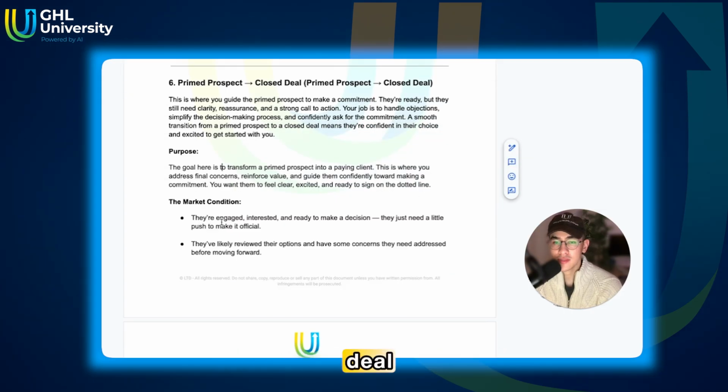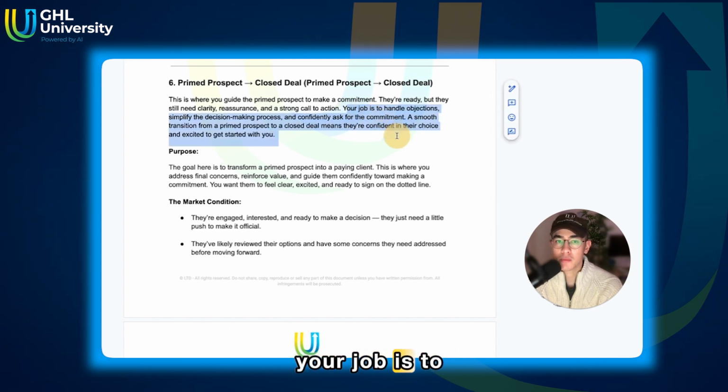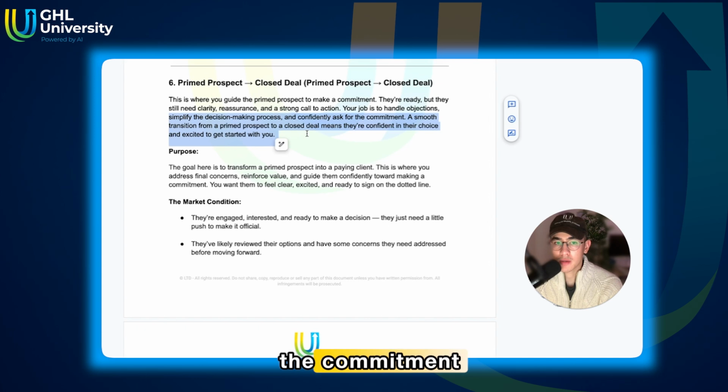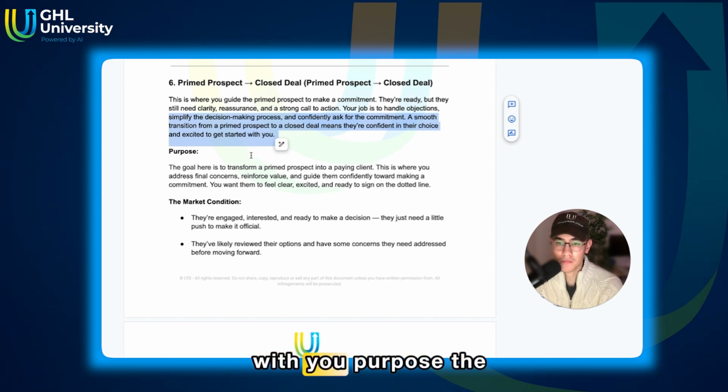Prime prospect to close deal. This is the sweetest bit, right? So this is where you guide the prospect to make a commitment. They're ready, but they need clarity, reassurance, and a strong call to action. Your job is to handle objections, simplify the decision-making process, and confidently ask for the commitment. A smooth transition from a prime prospect to a closed deal means they're confident in their choice and excited to get started with you. Purpose.